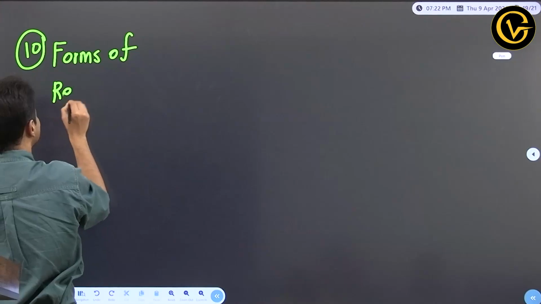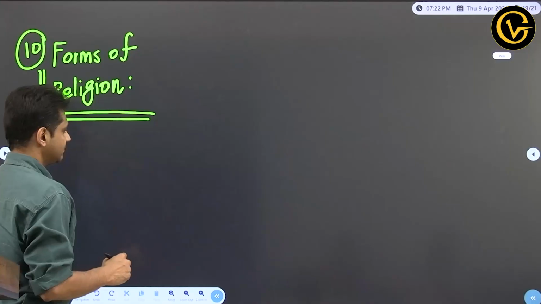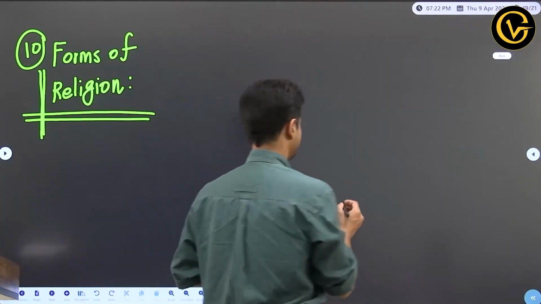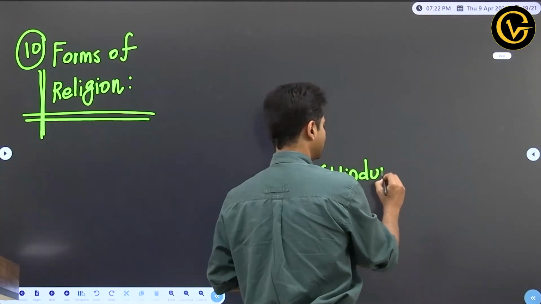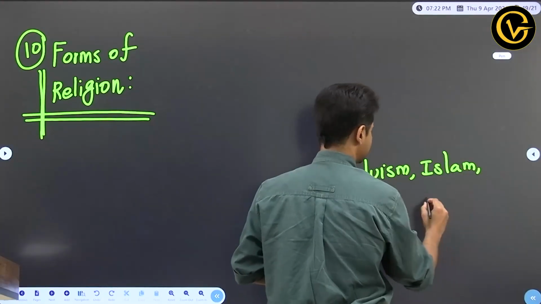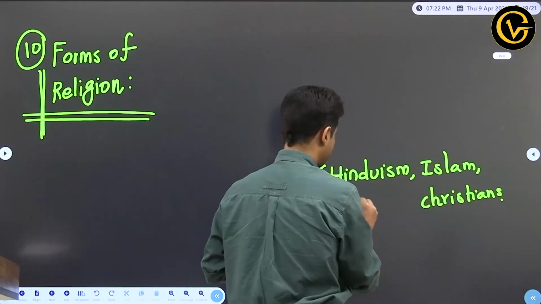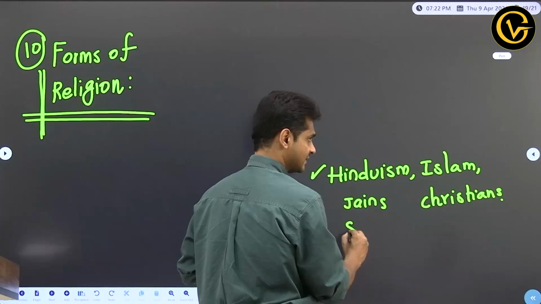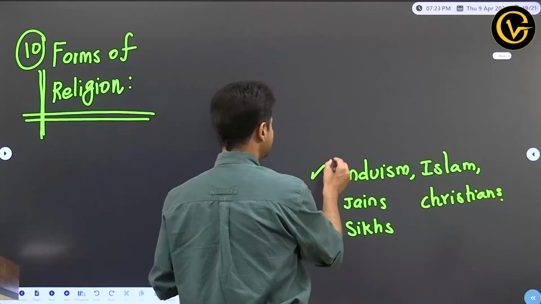Forms of religion. Different forms of religion. Okay. Let's say most of you or all of you sitting here might probably belong to Hinduism, or some of you could belong to Islam, some of you could be Christians, or some could be Jains. These are the common religions in India, right? Some could be Sikhs.